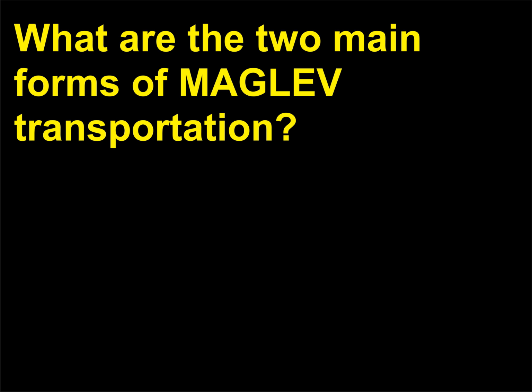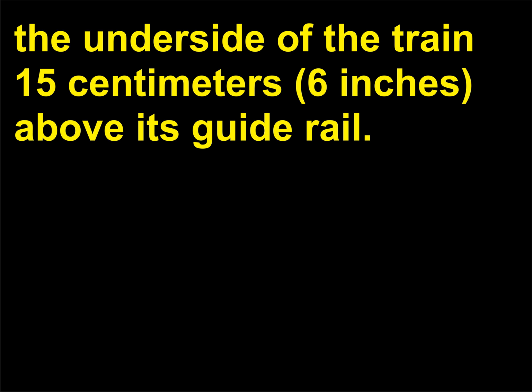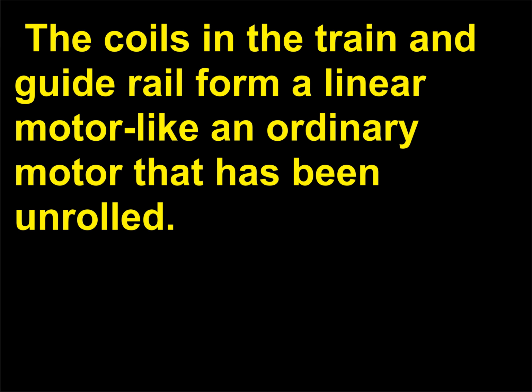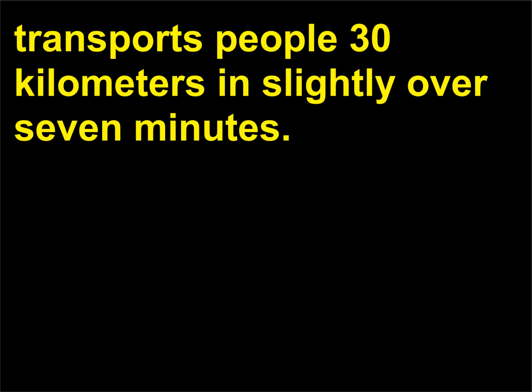What are the two main forms of maglev transportation? The German system uses the attractive forces between electromagnets to lift the underside of the train 15 centimeters, 6 inches, above its guide rail. The coils in the train and guide rail form a linear motor like an ordinary motor that has been unrolled. The only commercial operation is a train in China that transports people 30 kilometers in slightly over 7 minutes.